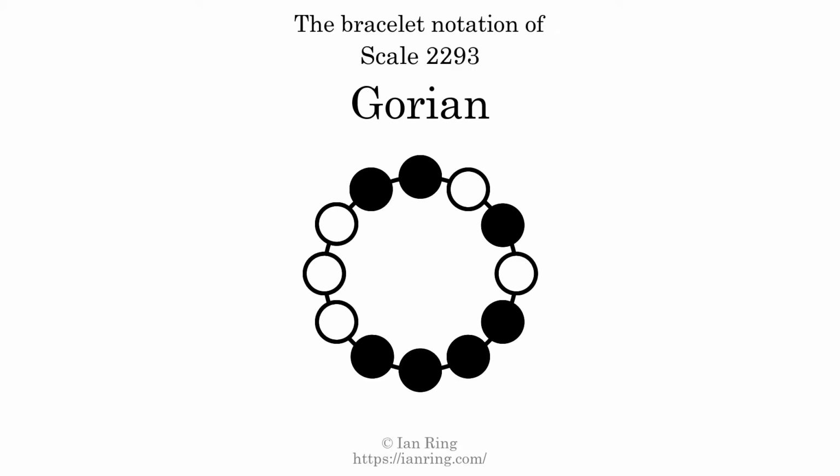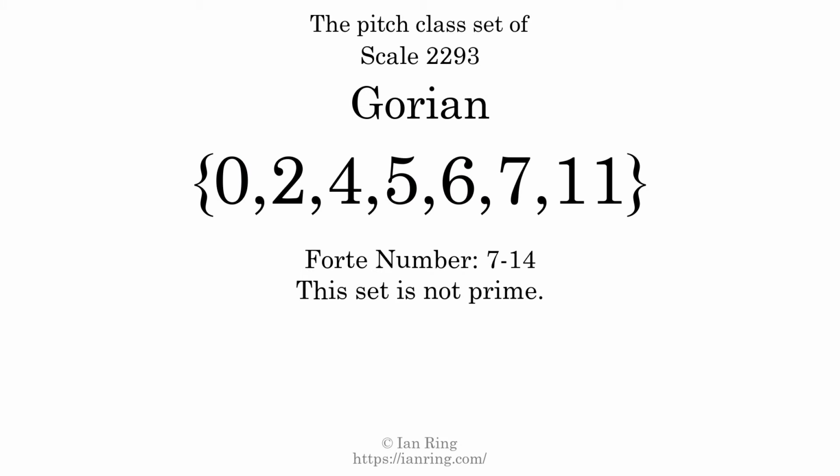This is a bracelet notation diagram of scale 2293. The shaded circles represent tones that appear in the scale, and they are read clockwise, starting at the top. The pitch class set for this scale is 0, 2, 4, 5, 6, 7, 11. The Forte class is 7-14. This set is not prime.